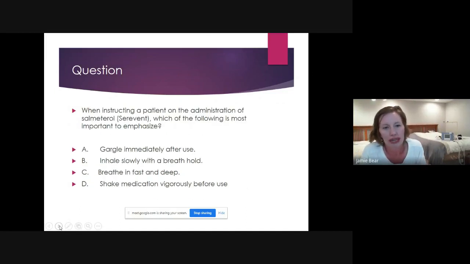When instructing a patient on the administration of salmeterol, which is Serevent, which of the following is most important to emphasize? Gargle immediately after use, inhale slowly with the breath hold, breathe in fast and deep, or shake medication vigorously before use?